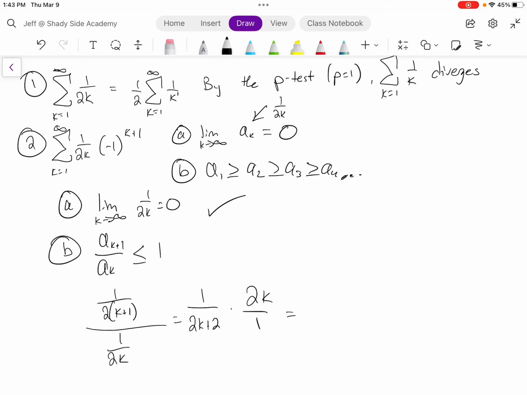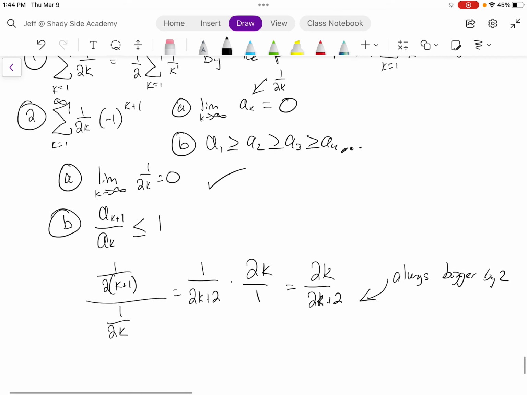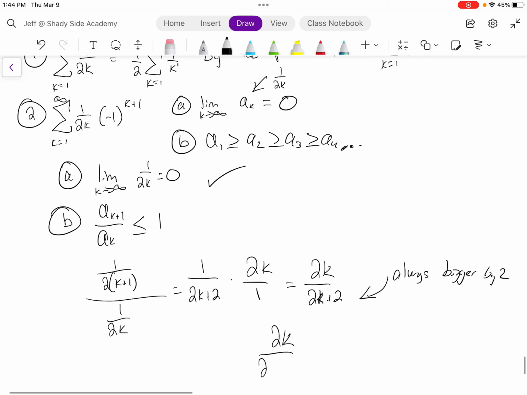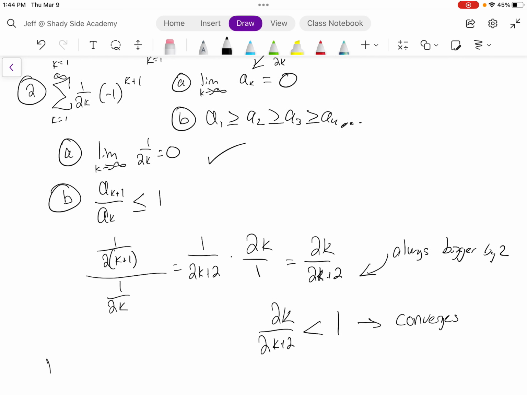Okay, so we have this thing here, and it is just 2k over 2k plus 2. Because k is always positive, the bottom is always bigger by 2. And therefore this thing is less than 1. Therefore, the alternating series converges.